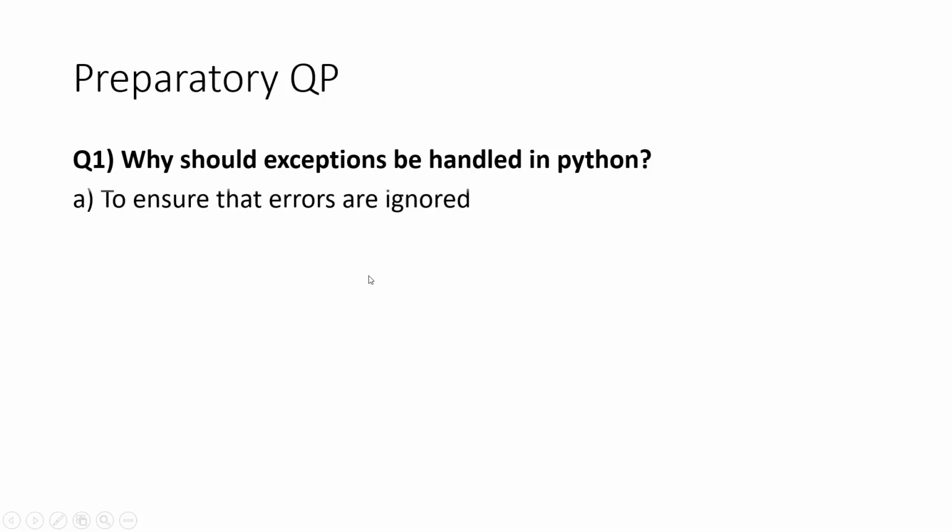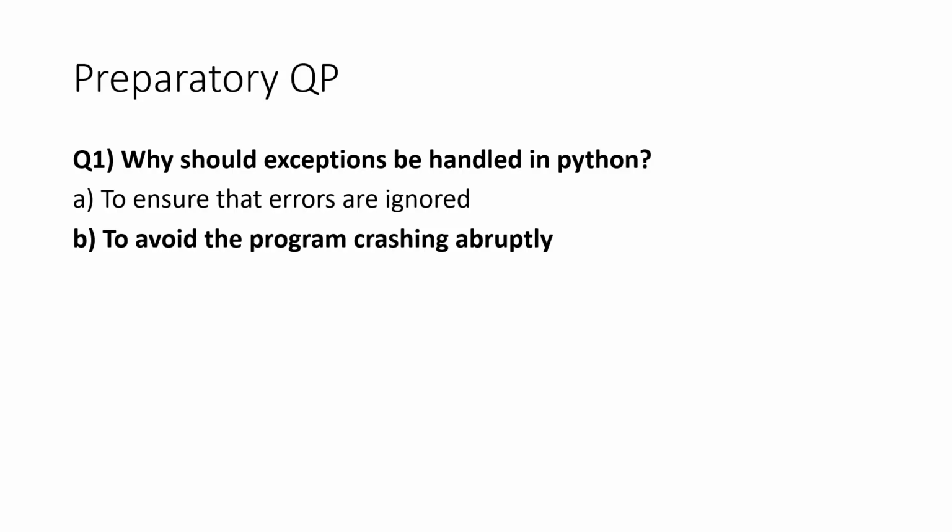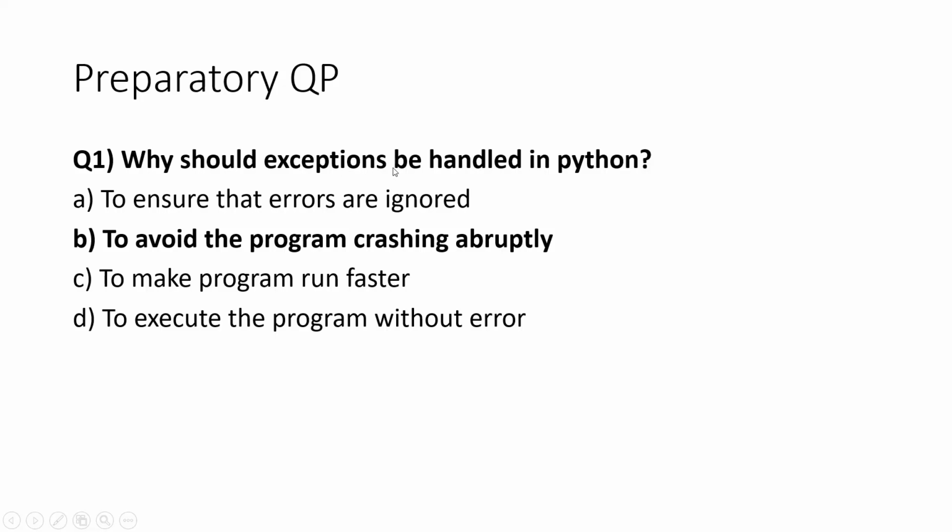Now, there are two preparatory question papers released by the department. The question is: why should exceptions be handled in Python? To ensure that errors are ignored? No. To avoid the program crashing abruptly? Yes. The answer is to avoid the program crashing abruptly. To make the program run faster? Exceptions are not connected with running the program faster. It is also not connected with executing the program without error.